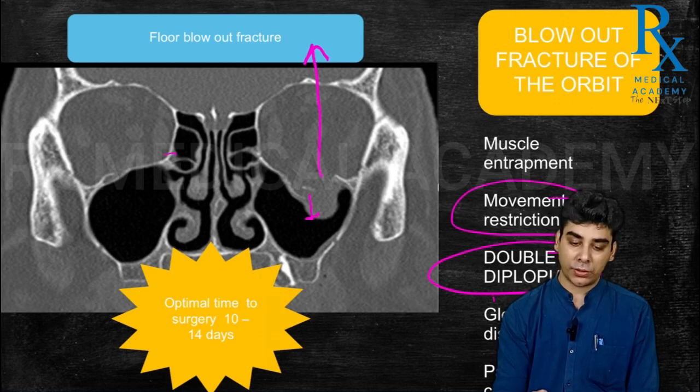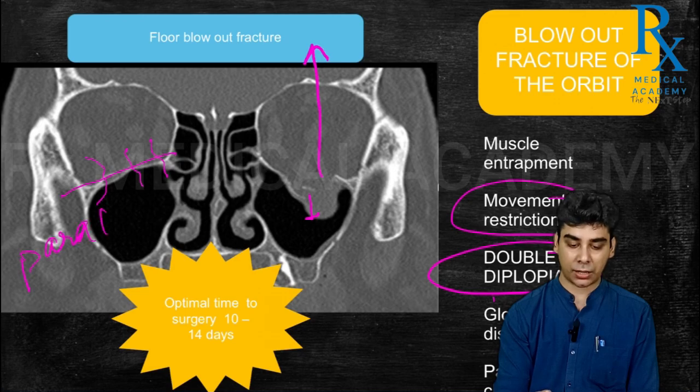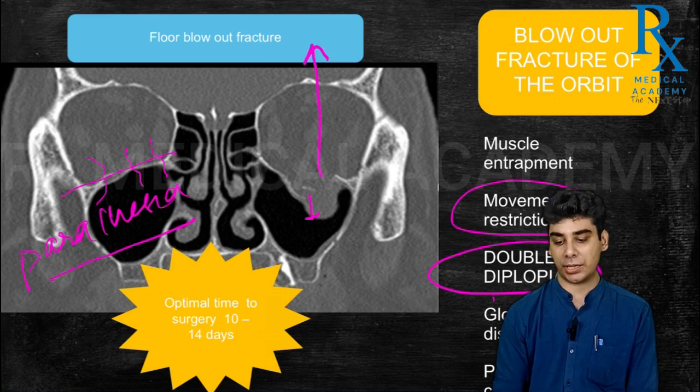Also, because you have a blowout on the floor of the orbit, all the nerves which are supplying the orbital inferior margin will get damaged and you will have paresthesia in the area of the cheek. तो यहाँ पर हमको हो जाएगा paresthesia because हमारी sensory nerves भी damage हो चुकी हैं.